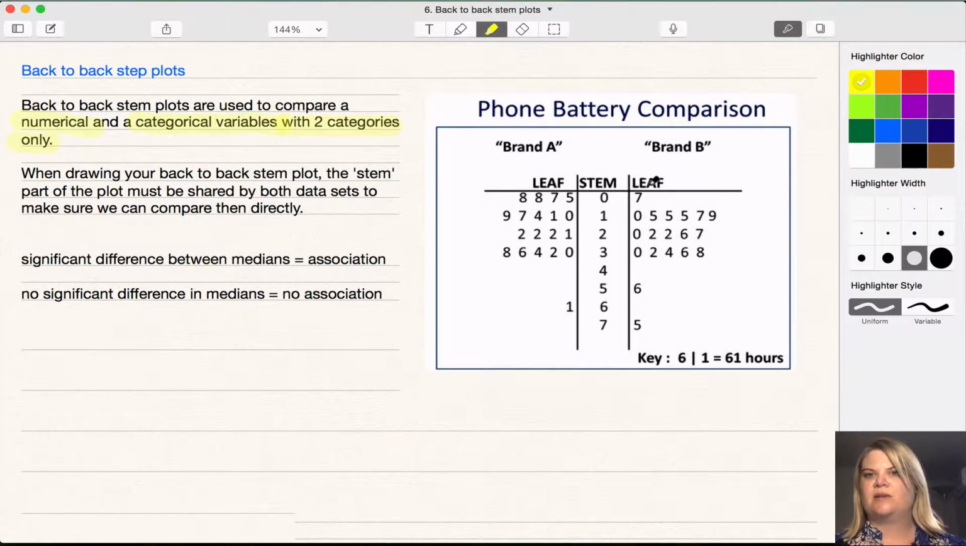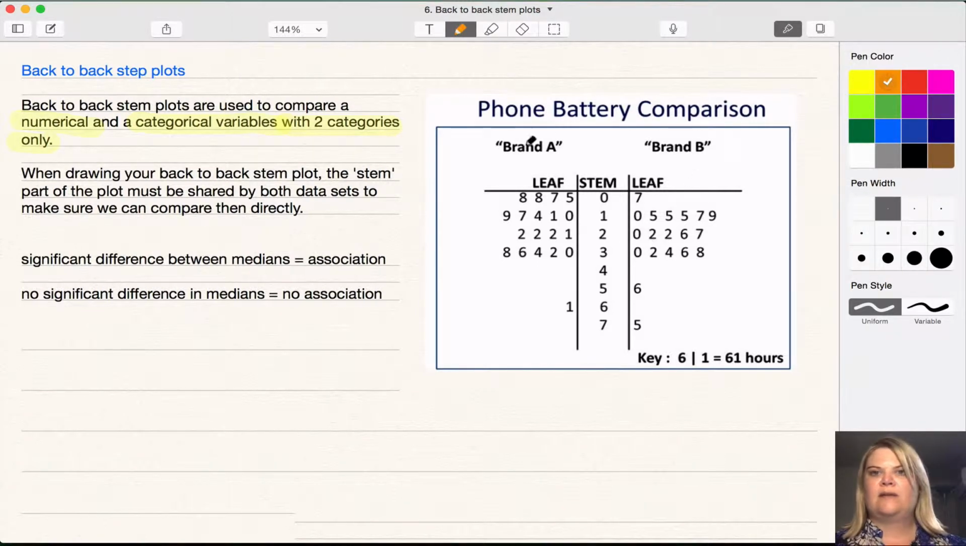And that's because we're putting them back to back like this, and there's only two spots where the back-to-back can go. You'd need 3 dimensions if you're going to add a third, or 4 dimensions if you're going to add a fourth. So back-to-back stem plots only use the two categories at a time.